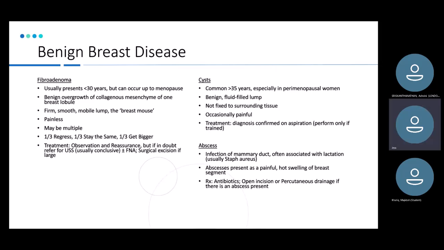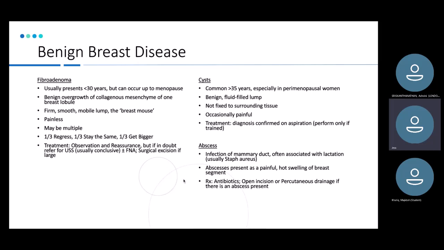They're generally painless, and there may be multiple. Often an individual might feel one, but when you ultrasound them, you find lots of smaller ones that you can't really palpate. In terms of what happens to them, a third go smaller, a third stay the same, and a third get bigger. Generally, you can observe and reassure, but you can also do ultrasound and biopsy.